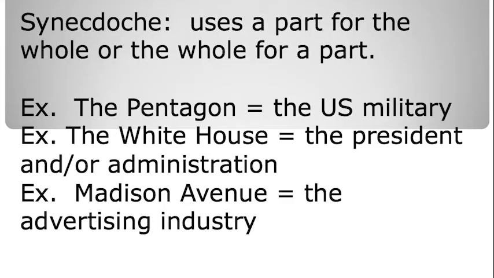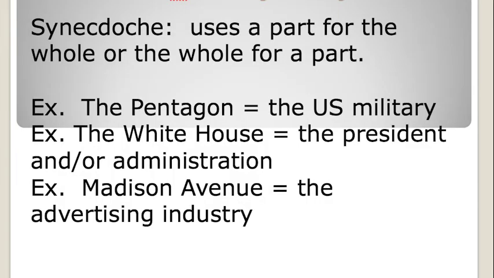Synecdoche is another way we create meaning. Synecdoche is a rhetorical term that means we use the whole to represent a part, or we use a part of something to represent the whole. An example of that would be the Pentagon. The Pentagon is a building in Washington, D.C. with 5 sides. But when we say, the Pentagon said today that the U.S. military... Wait a minute, a building is talking? No, the building is not talking. When we say Pentagon, we're referring to the military.